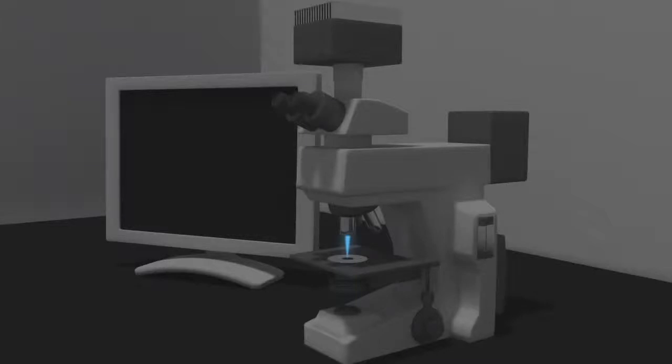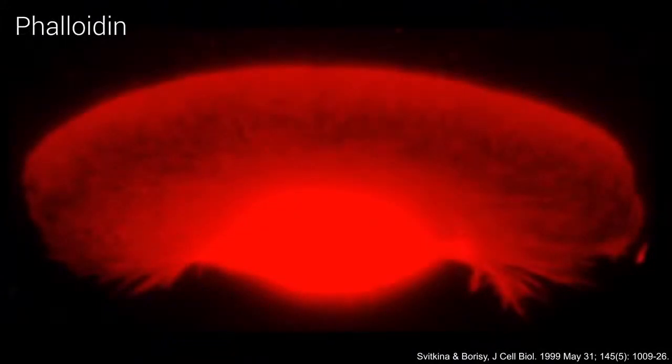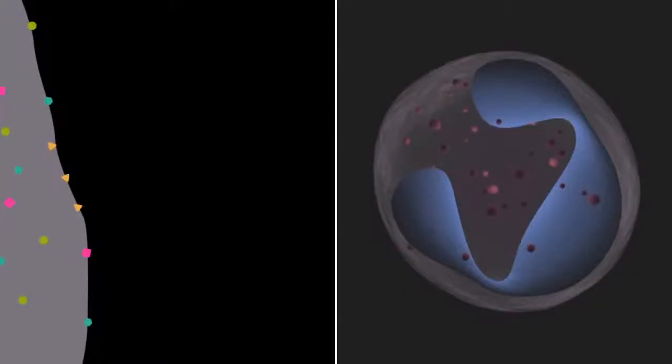Fluorescent dyes or stains are used to detect cellular structures. One example of a commonly used fluorescent dye is DAPI, which binds to DNA, and a second example is phalloidin, which binds to F-actin. Expression, modification, and/or localization of specific proteins can also be visualized using immunofluorescence, or IF.